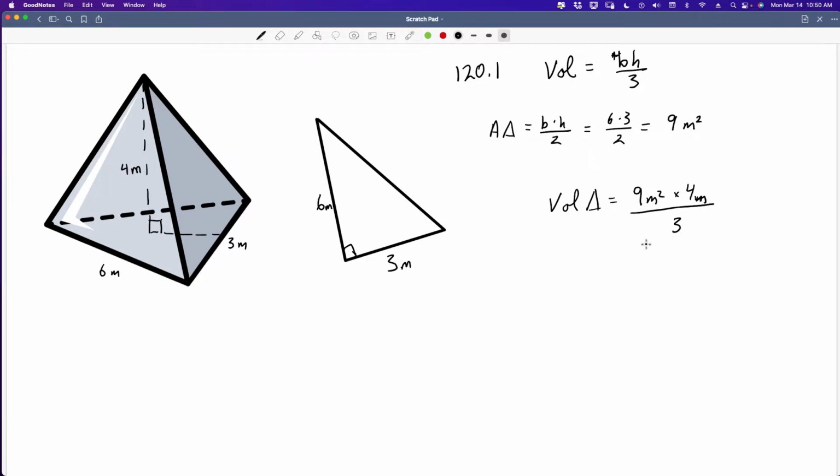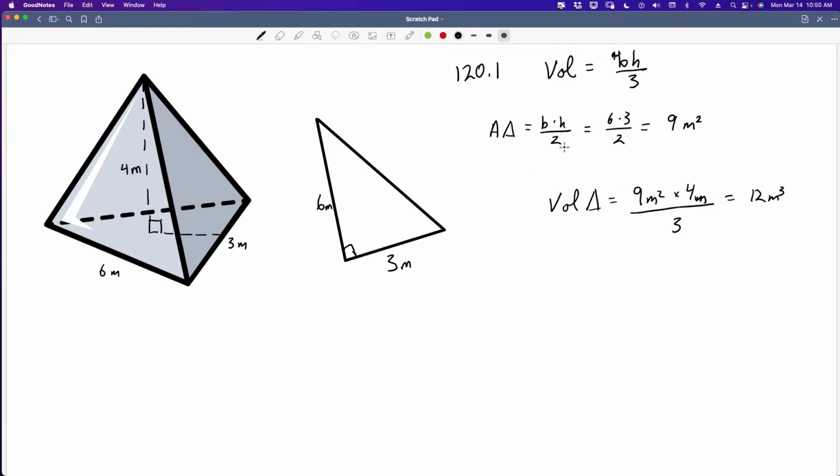We're going to divide that by 3. 9 times 4 is 36. 36 divided by 3 is going to equal 12 meters cubed. You could see this is not a whole lot of math. Not a whole lot of math at all. It's just simple multiplication and division. You just have to remember where to put what in and in what order it occurs.